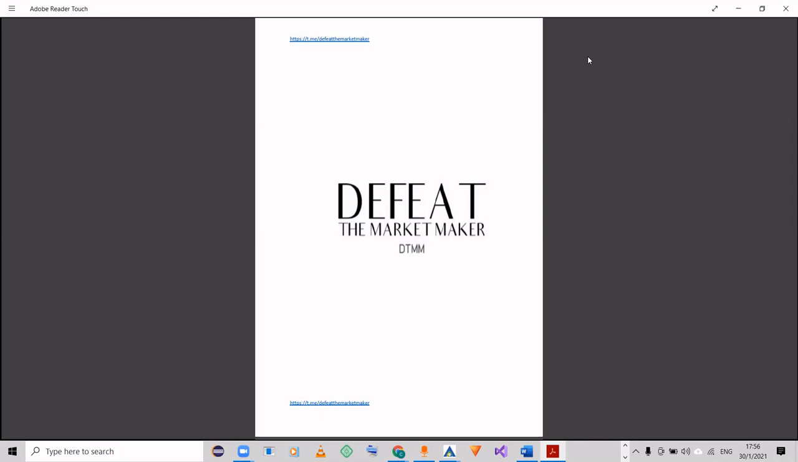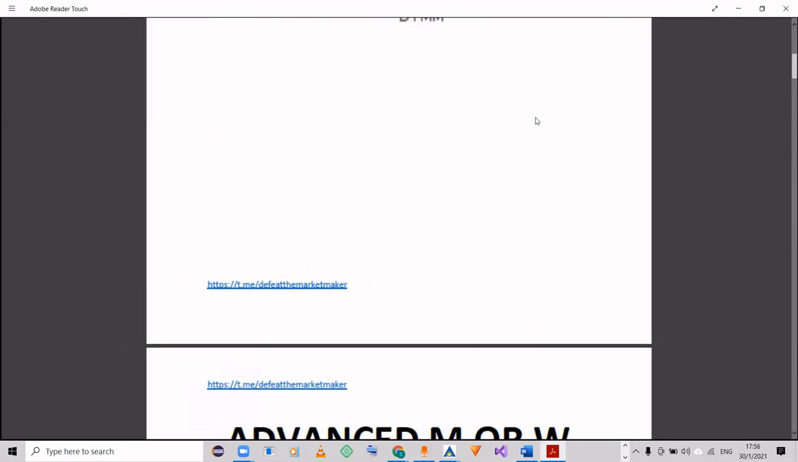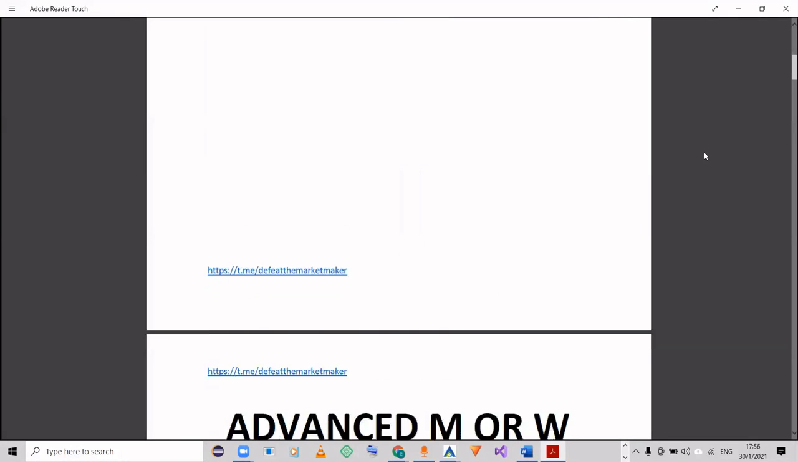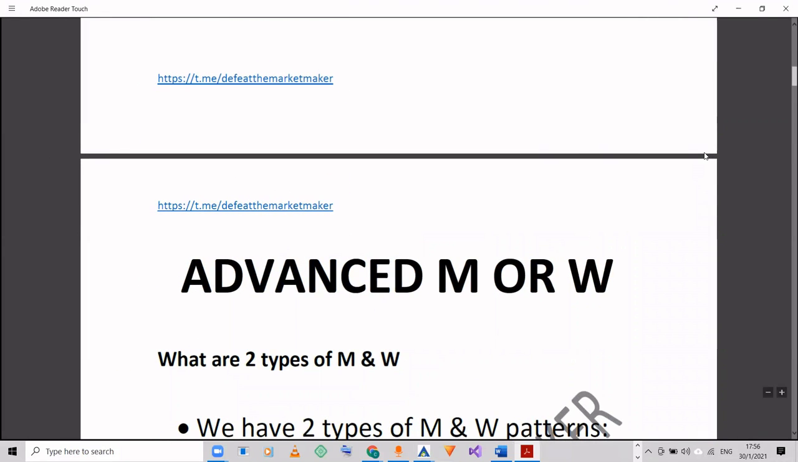So I'll be taking you through today's topic, let me scroll down, let me zoom in, on advanced M or W. This is a setup that we find in this strategy. It's part of the Defeat the Market Makers strategy.